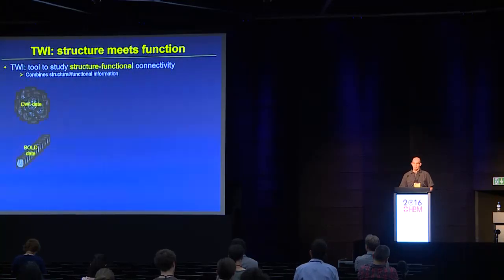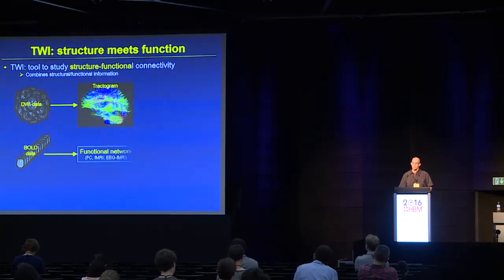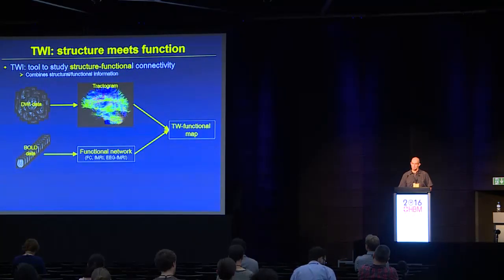So there are two ways that we can combine these. What we do is we get our diffusion MRI data, our BOLD data for each subject. With the diffusion data, we do our tractogram. For BOLD data, we do our functional network. As I'll show, there will be many ways that we can do this. And then we can combine them into a track-weighted functional map.